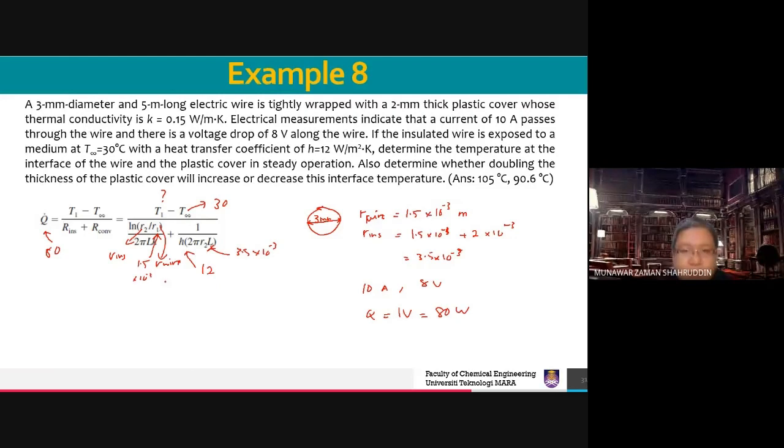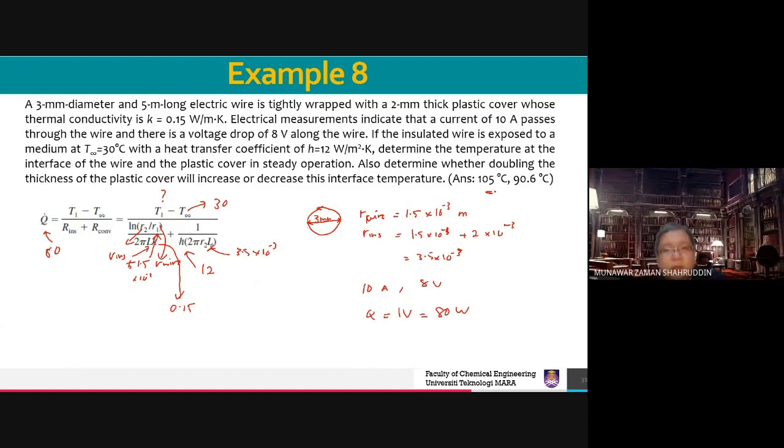L, what is L? Determine the temperature of the plastic cover, also determine doubling. They did not give L, but it is 5 meter long, so L is 5. And k is 0.15. Once you have all the equations, you can determine the value of T1. You can determine the value of T1 of 105.